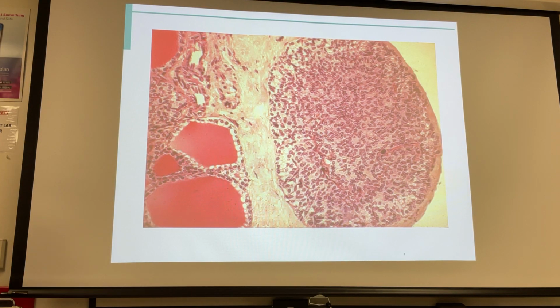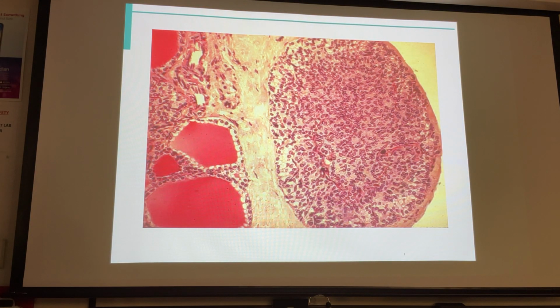Notice here, and I really like this picture for a couple of reasons. Notice over here, we see some clear, distinct follicles. There's one thing and only one thing this could be. What is this over here? Thyroid gland. And notice there's this big connective tissue septum that separates the thyroid from the parathyroid gland.